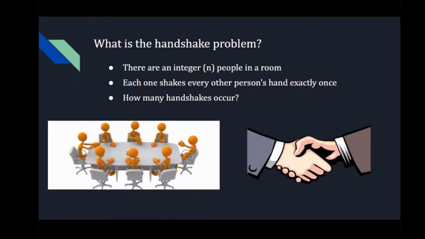Let's start with a brief overview of the handshake problem. We have an integer n people in a room. Each goes around and shakes everyone else's hand exactly once. How many handshakes total occur? Seems pretty straightforward. If you'd like to try it for yourself, pause the video now. Otherwise, let's keep going.